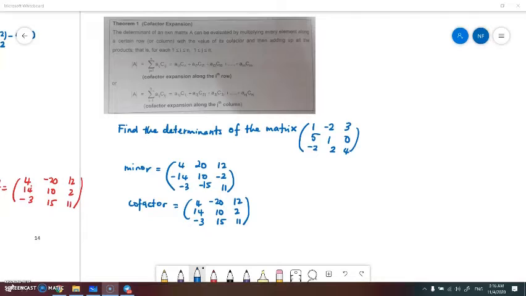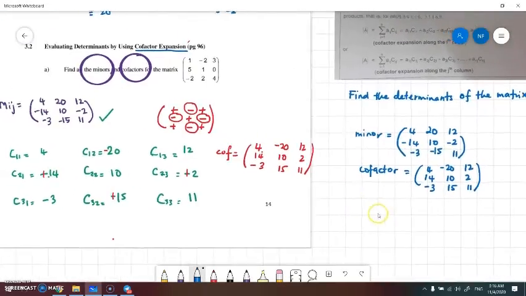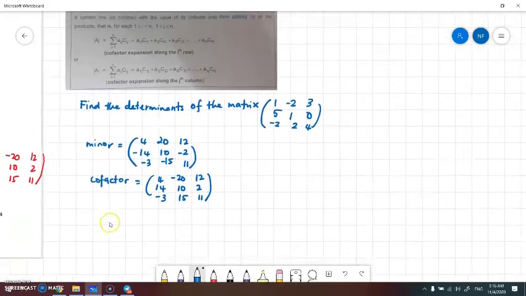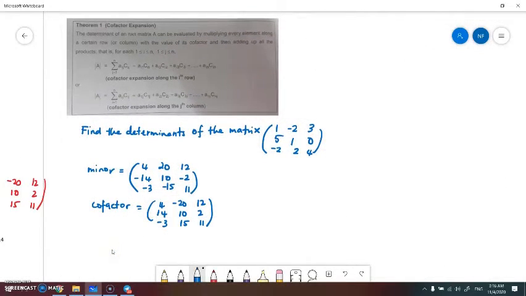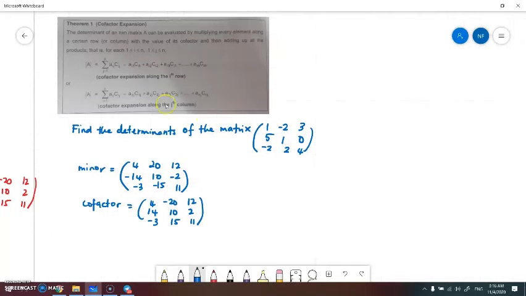Okay, now we continue with the question. Find the determinant of the matrix. I transfer the answer that we just found, the minor and cofactor, here. By using cofactor expansion, you multiply every element along a certain row or column with the value of its cofactor, and then you add the products. This is how you find the determinant by using the cofactor expansion. This one is not complicated. Let's do this together.